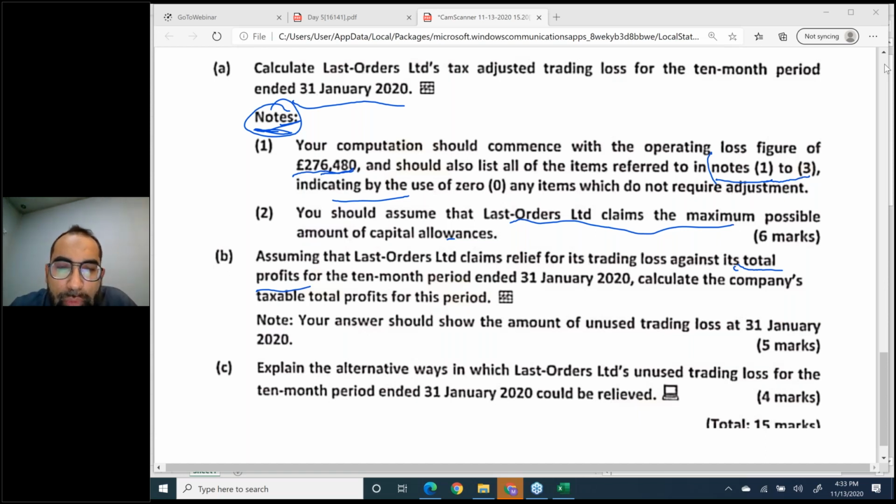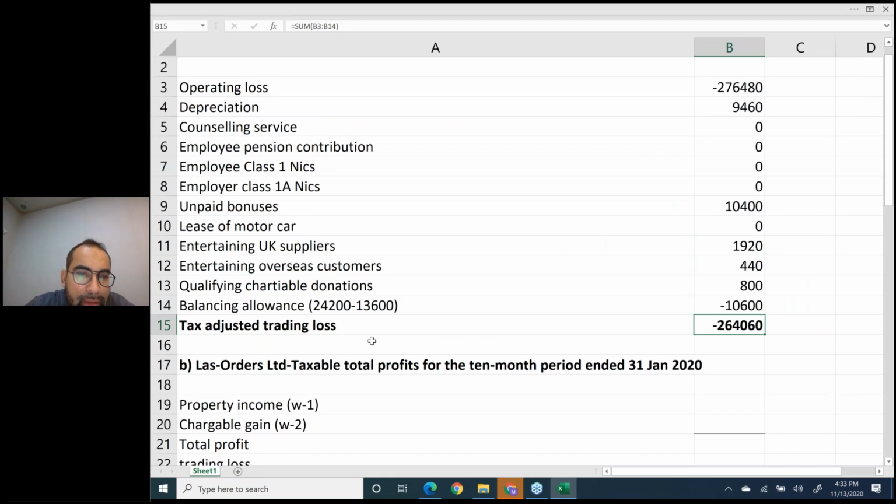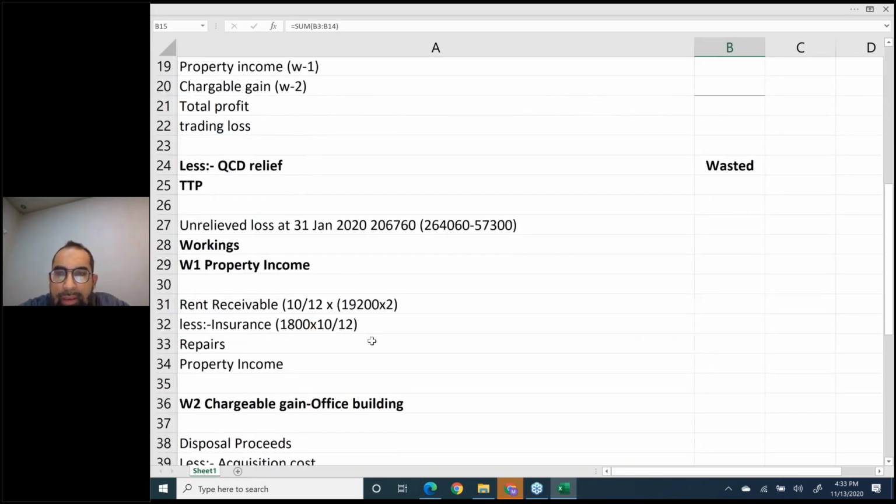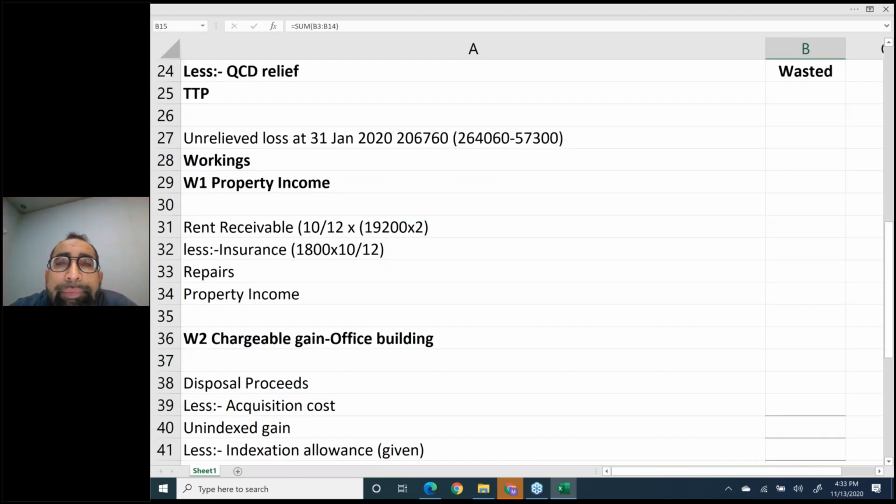Okay, let's move on to working of property income. Now it's better you keep your question in front of you. For property income, I already told you that we receive 6 months rent together, and 19,200 is the 6 months rent. So if you multiply, see the working, if you multiply 19,200 by 2, you will get the whole 12 months rent. And once you get the 12 months rent, you just have to multiply 10 upon 12, because accrual basis, and because your accounting period is 10 months. Okay, let me apply the formula.